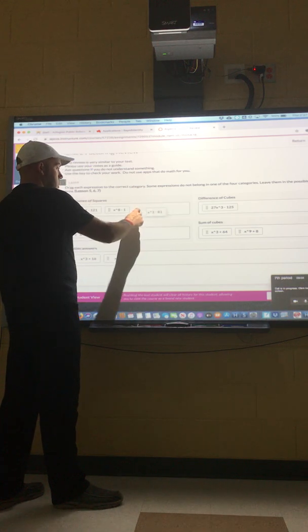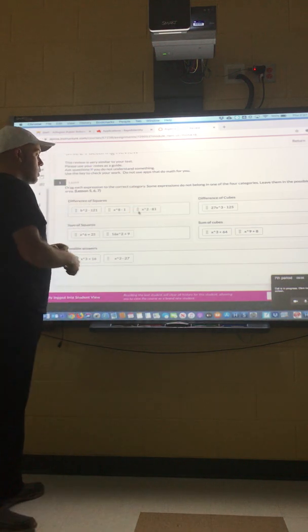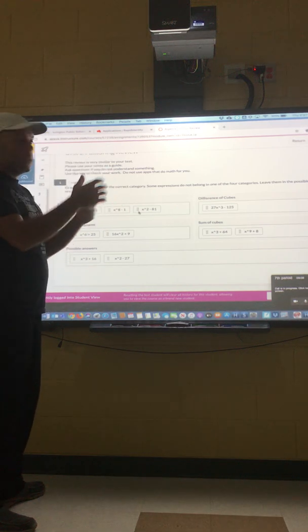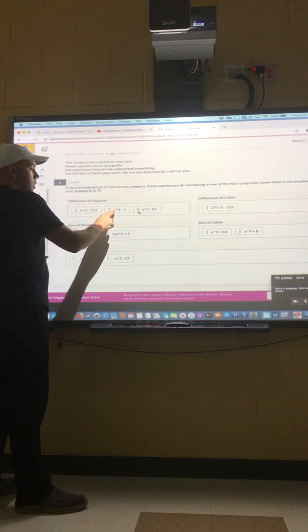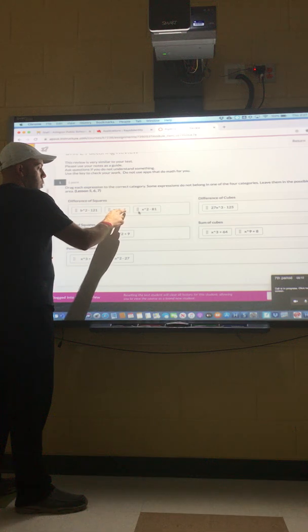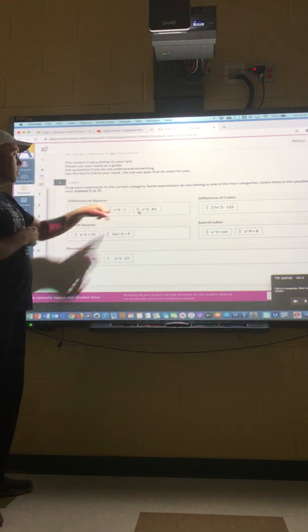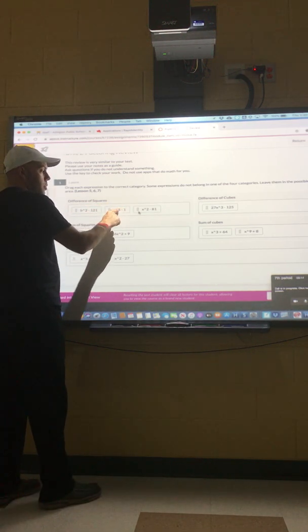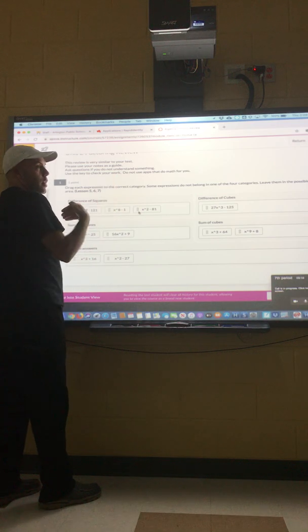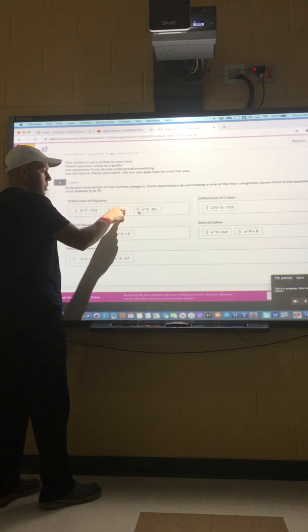So this could be a difference of squares. Now, we actually have a complicated one, so just so you're clear here, the x to the 8th minus 1 technically could be an answer for the difference of squares because that's to a power of 8, which is divided by 2 evenly, and 1's a perfect square.